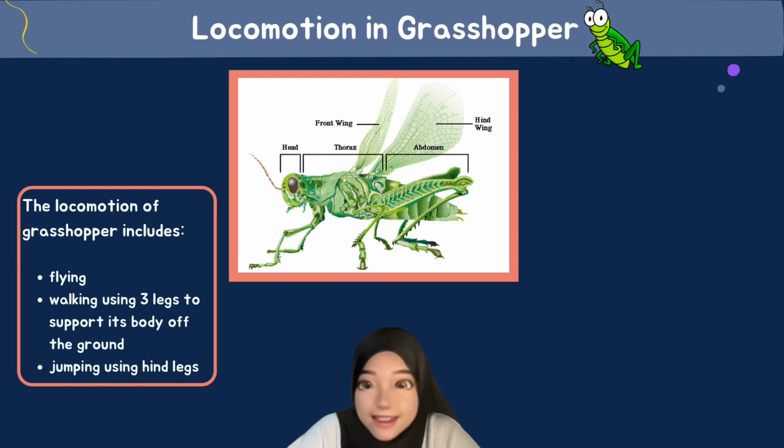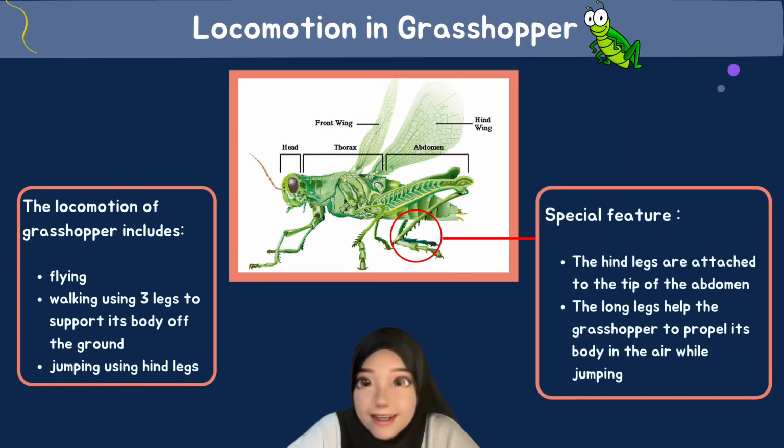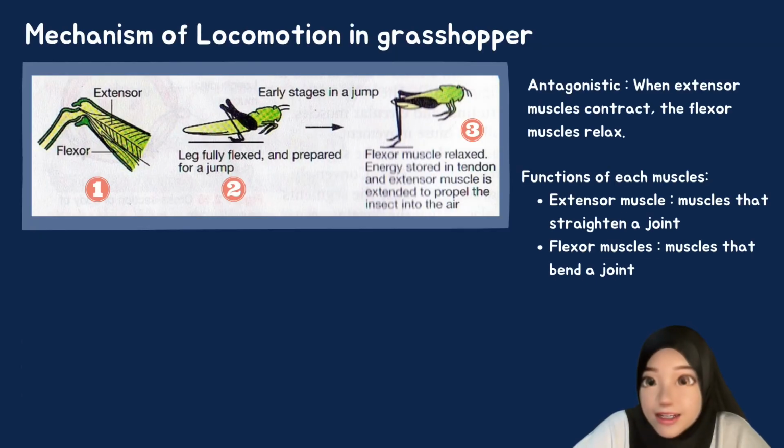Grasshopper also has a special feature where the hind legs are attached to the tip of the abdomen. Besides that, the long legs help to propel its body in the air while jumping. A grasshopper also has antagonistic muscles. Muscles involved in the locomotion of grasshopper are the extensor muscle and flexor muscle. Extensor muscle is a muscle that straightens the joint, while flexor muscle is a muscle that bends a joint.